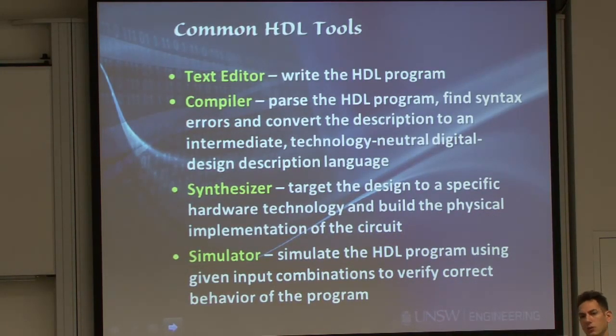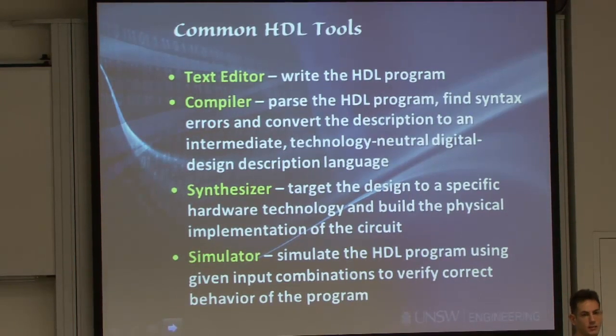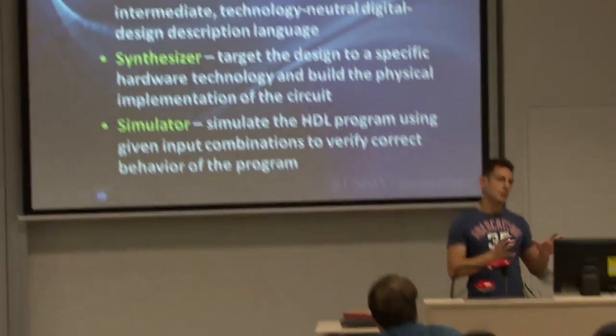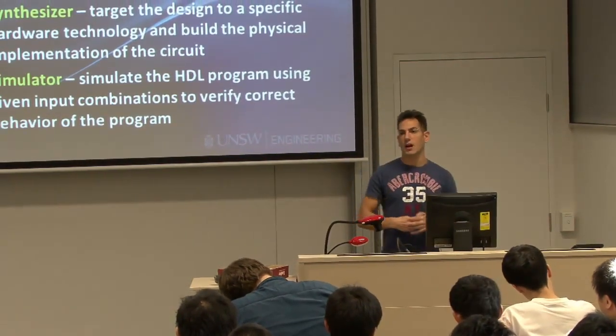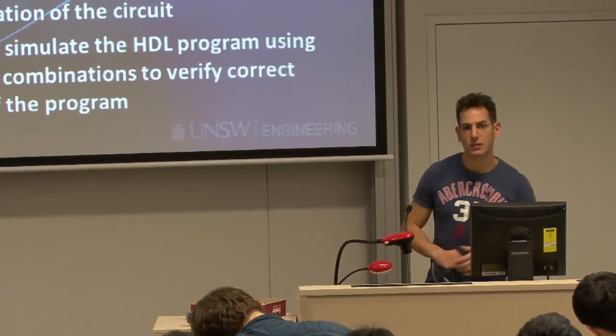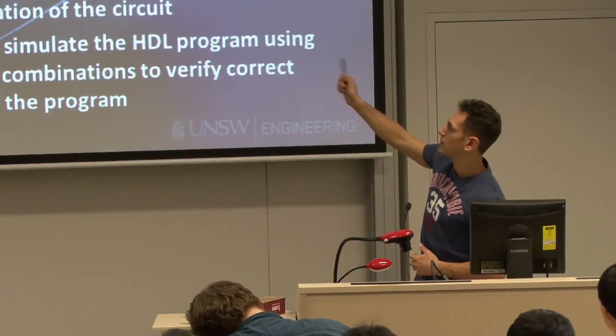You have a compiler that will take your text description, your program, and parse through it. It will understand what you're trying to do. It will tell you if there are any syntax errors that you might fix. And then it compiles it into some intermediate file that's not actually technology related. So it doesn't matter where you're going to implement your circuit, whether it's an FPGA or a dedicated chip. This will be an intermediate language that will later be read by the synthesizer.